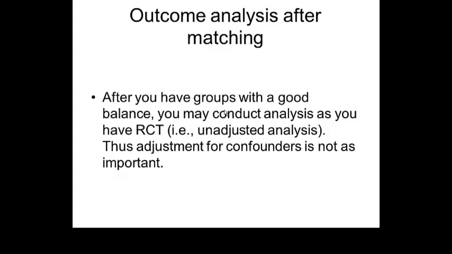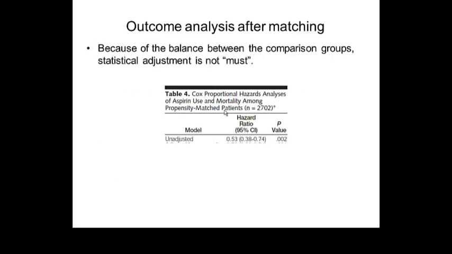So after you have balanced groups and you have data similar to an RCT, therefore confounding is not the issue anymore. Therefore, adjustment for confounders by regression is not as important. So this is a comparison of mortality between the aspirin group and non-aspirin group using the matched cohort. So you have a smaller n here. And now the hazard ratio becomes 0.53 and the effect is significant. So you can say there was a 47% risk reduction of death by using aspirin compared to not using aspirin.